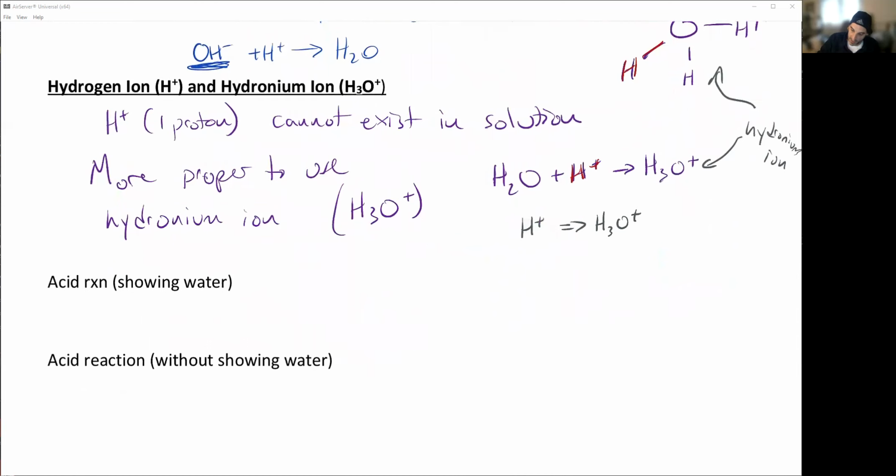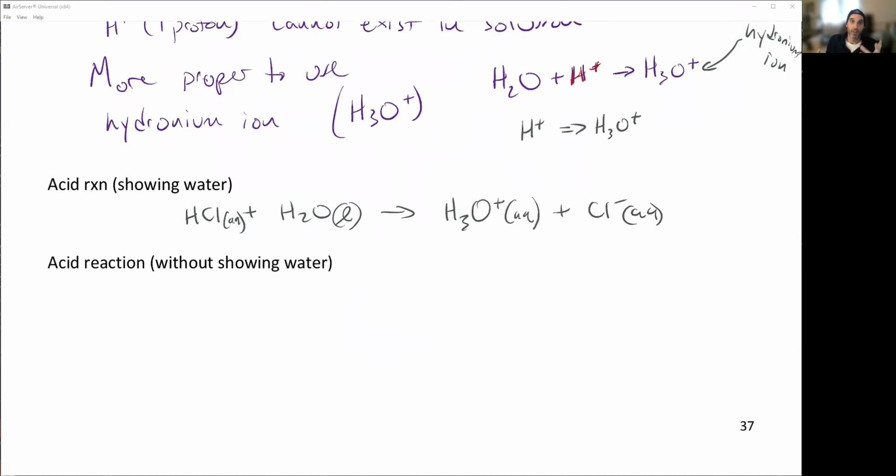For example, an acid reaction showing the water would be HCl plus water, because you cannot have an acid reaction without a base. Here I have HCl aqueous with water. This produces H3O plus, the hydronium ion, plus Cl minus, which is still in solution. So that's showing the water molecule.